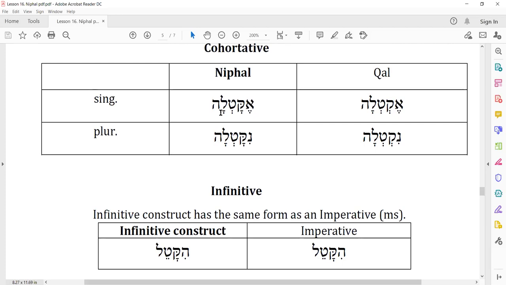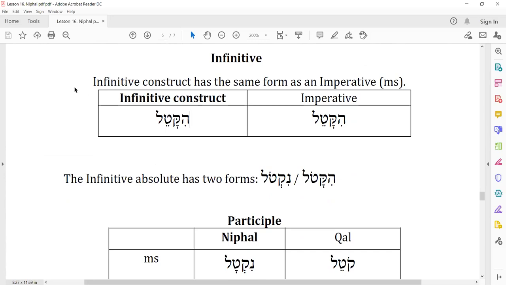And infinitive absolute. It is very, very rare, but in case it occurs, it has two forms. Nikto. And hikatol. This form hikatol probably is more common, but as I told you, infinitive absolute is very, very rare. Probably just several verbs could have this form, which are attested in the Hebrew Bible, but not so much.